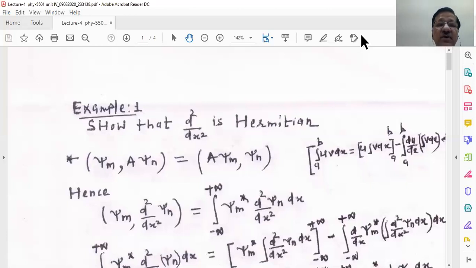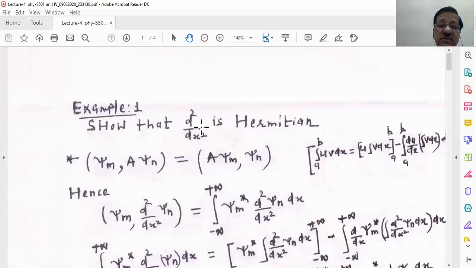We have already defined what a commutator of two operators is, so we will take some problems to understand the rules for commutators. So, friends, let us proceed further. We have the first example, in which we want to show that the operator d square by dx square, the second order differential, is a Hermitian operator. This we would like to prove.